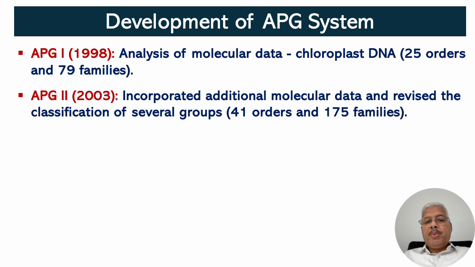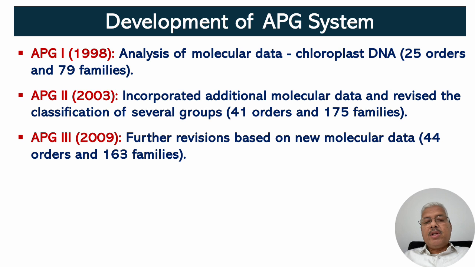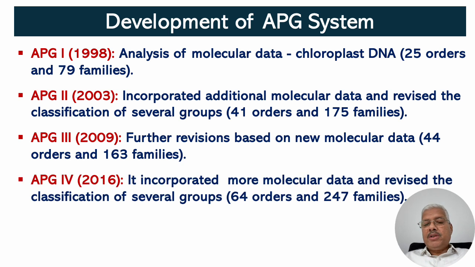The second version of the APG system incorporated additional molecular data and revised the classification of several groups. It recognized 41 orders and 175 families. The third version of the APG system included further revisions based on new molecular data and recognized 44 orders and 163 families. The fourth version of the system has 10 compilers and 15 contributors from 6 countries. It incorporated even more molecular data and revised the classification of several groups. APG4 recognized 64 orders and 247 families.